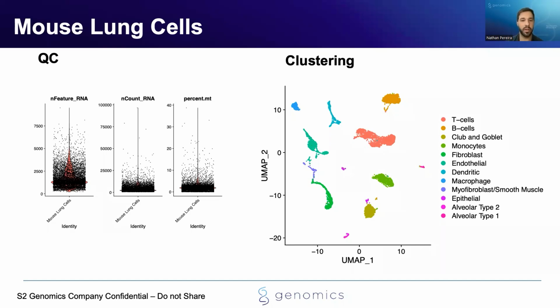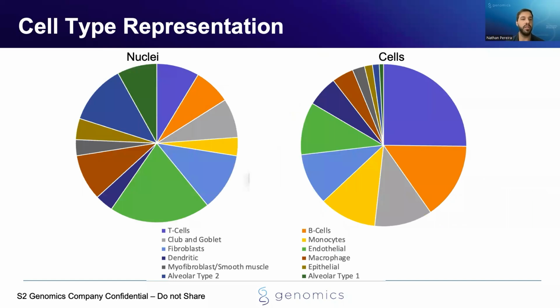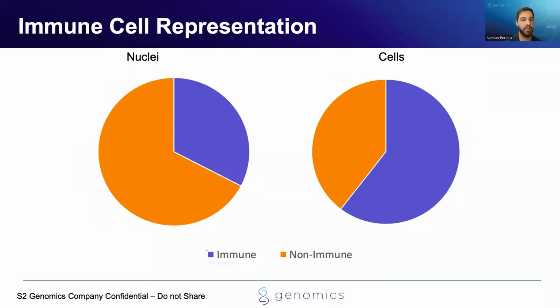So when we take a look at the comparison of the cell types between these two samples, you can see, again, in the nuclei, we see a more equal population compared to the cells. Again, more T cells, B cells, and club and goblet cells in the cell population, and a more even representation of the different types of cells in the nuclei sample. And here's a graph showing immune cell representation versus non-immune cell representation. So in the nuclei, we're definitely capturing more of those different types of cells compared to the cell isolations.